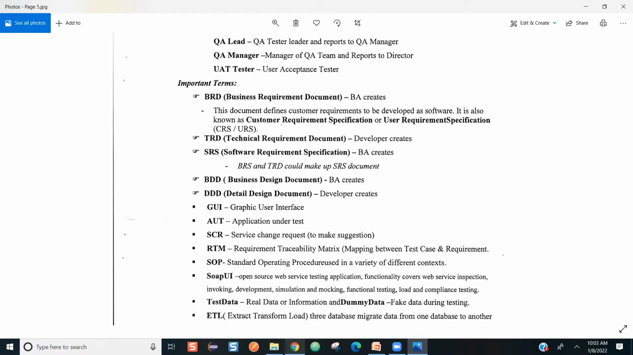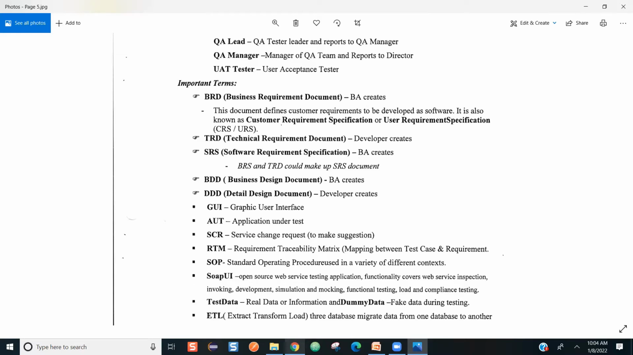AUT, application under test. For example, one application may have different modules. Applications and modules we will go through later. Anyway, the application you want to test is the application under test. You may have three applications, or three modules of an application. If you completed one module, that module is no longer under test. Whatever work is assigned to you for completing testing, that application is under test. This is the term: AUT, application under test.